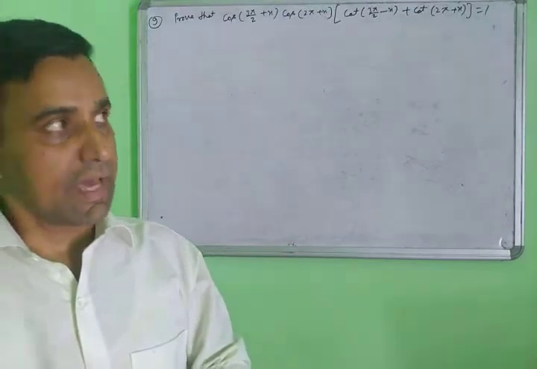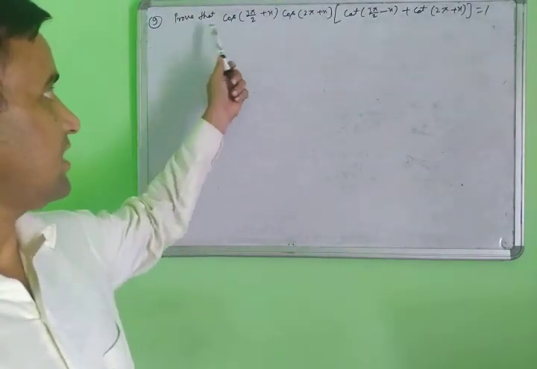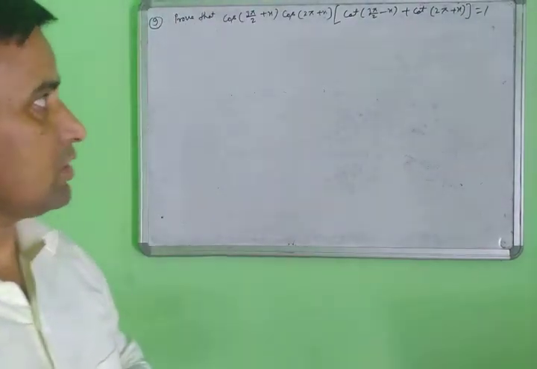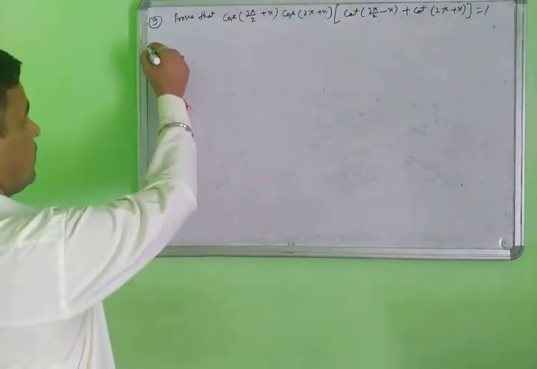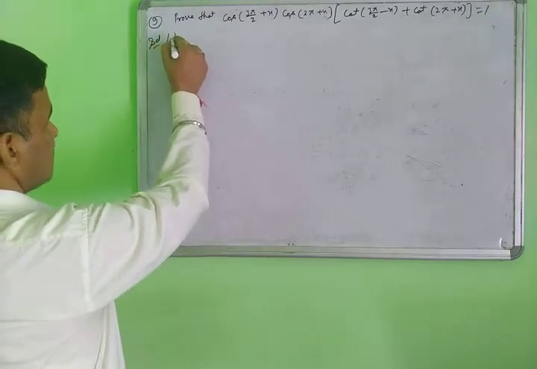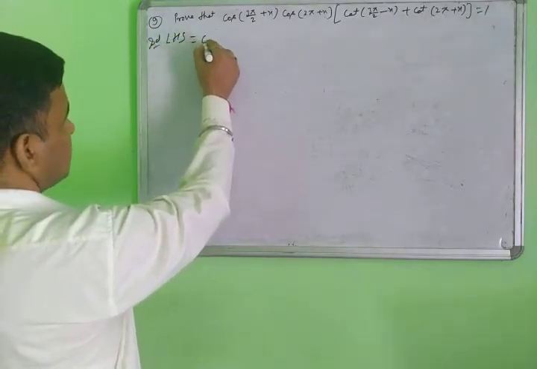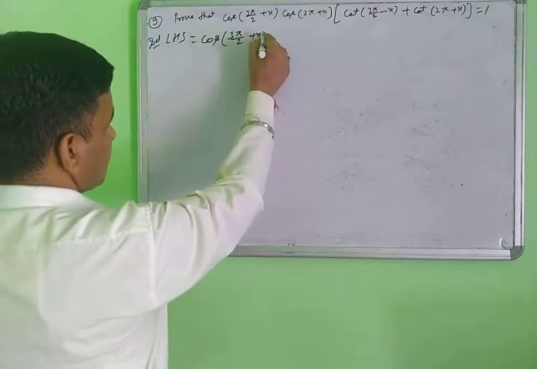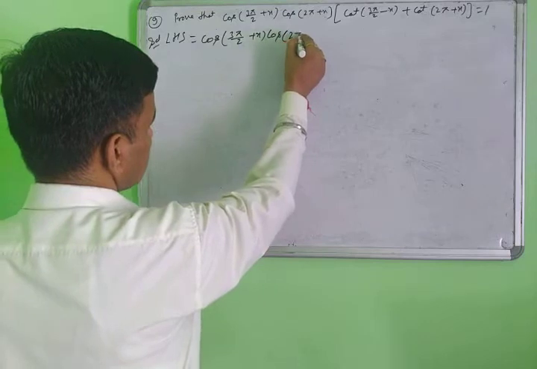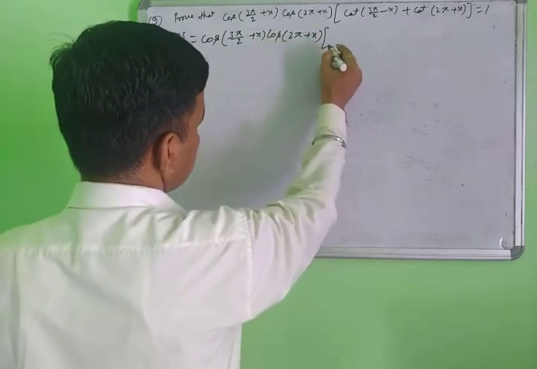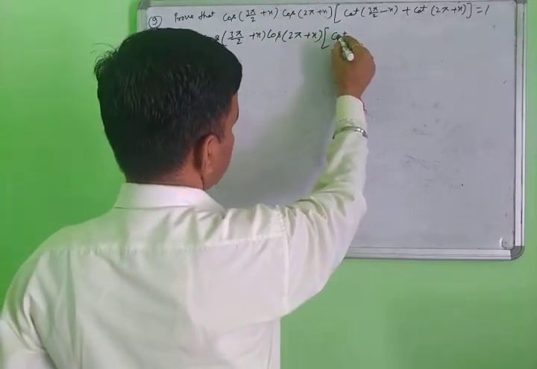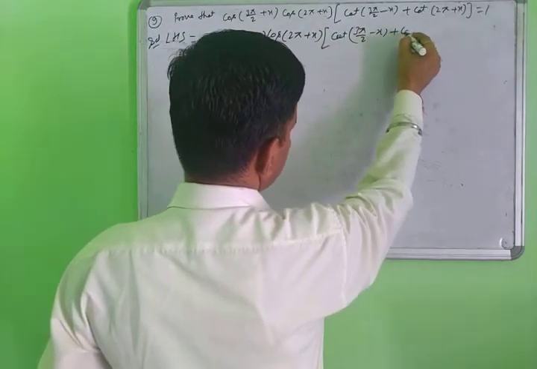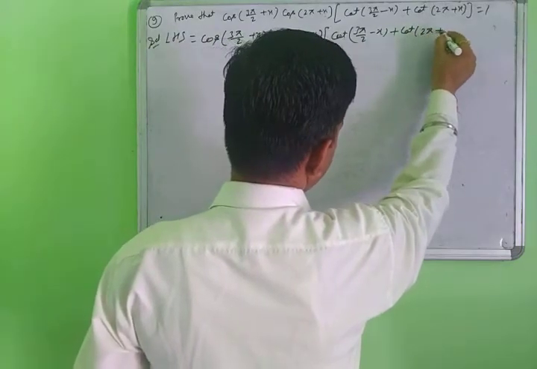Today I am taking question number 9. Question number 9: prove that this LHS part equals the RHS part, which is 1. So now look here. Solution, LHS part. What is the LHS part here? cos(3π/2 + x) cos(2π + x) and cot(3π/2 − x) cot(2π + x).